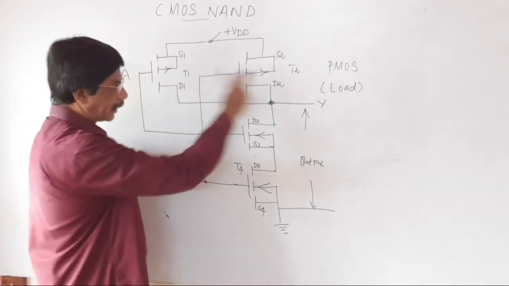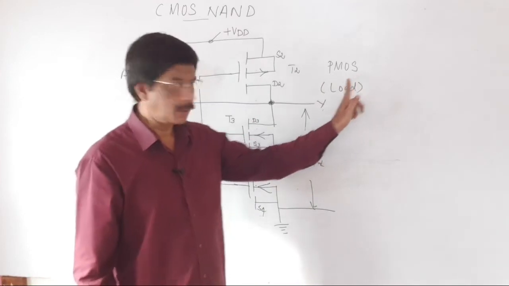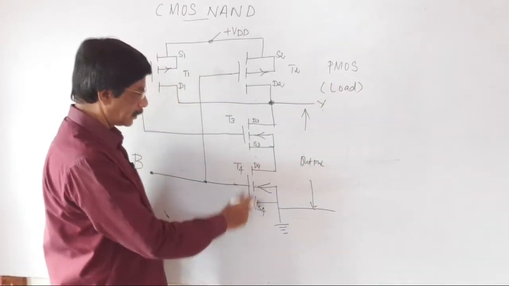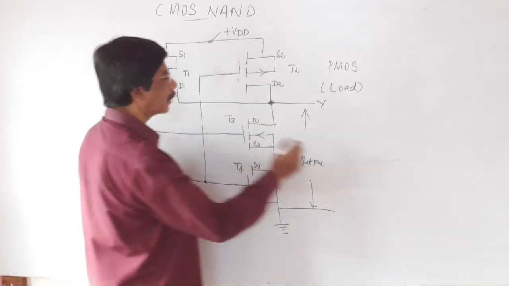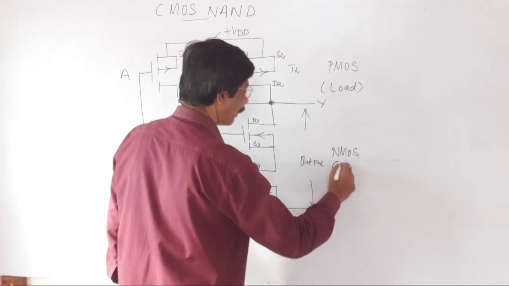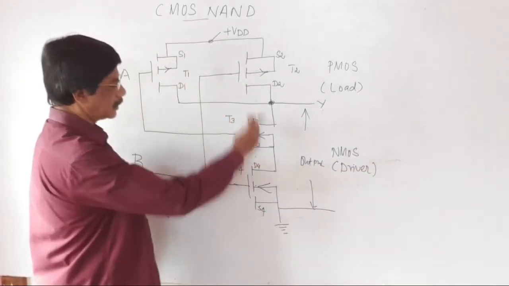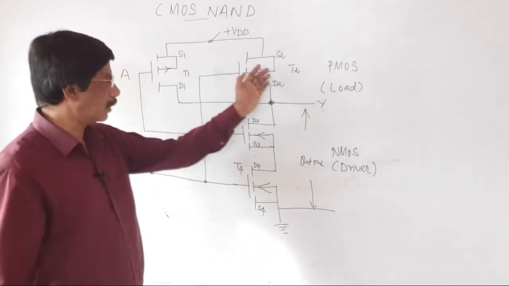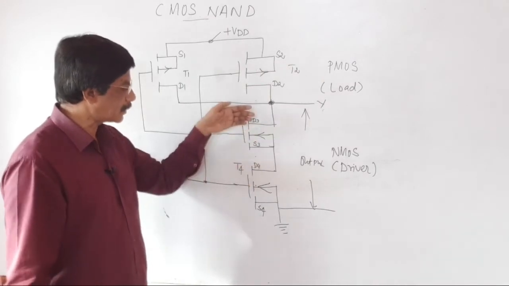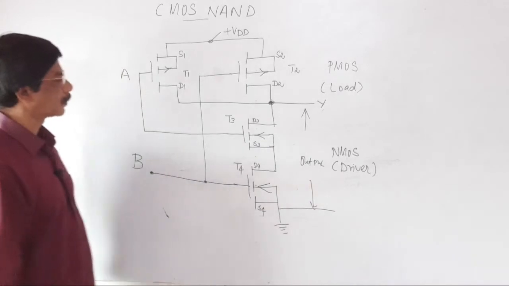Transistor T1 and transistor T2 are both PMOS transistors. These transistors are acting as a load. The lower two transistors are both NMOS transistors, acting as a driver. The PMOS transistors are in parallel form, the NMOS transistors are in serial form. This is a cascading one over another.